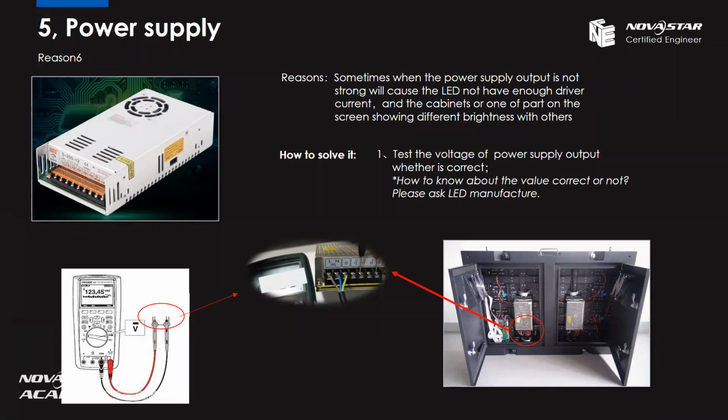So how can we solve it? We need to check with a multimeter whether the power supply is normal for all the cabinets. If not, you may need to replace it with a good PSU, right? And how do we know whether the value is correct or not? Please ask the LED manufacturer, because the LED manufacturer is most familiar with these cabinets. Of course, they should know the power supply voltage for each cabinet.